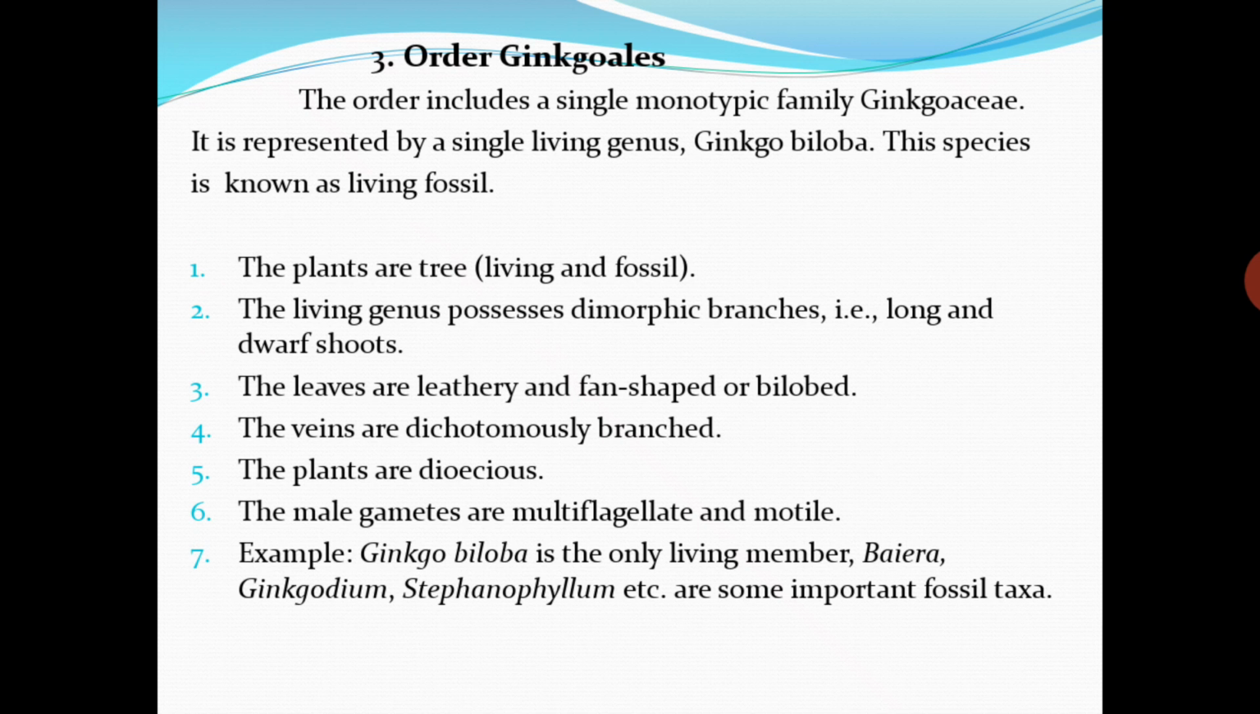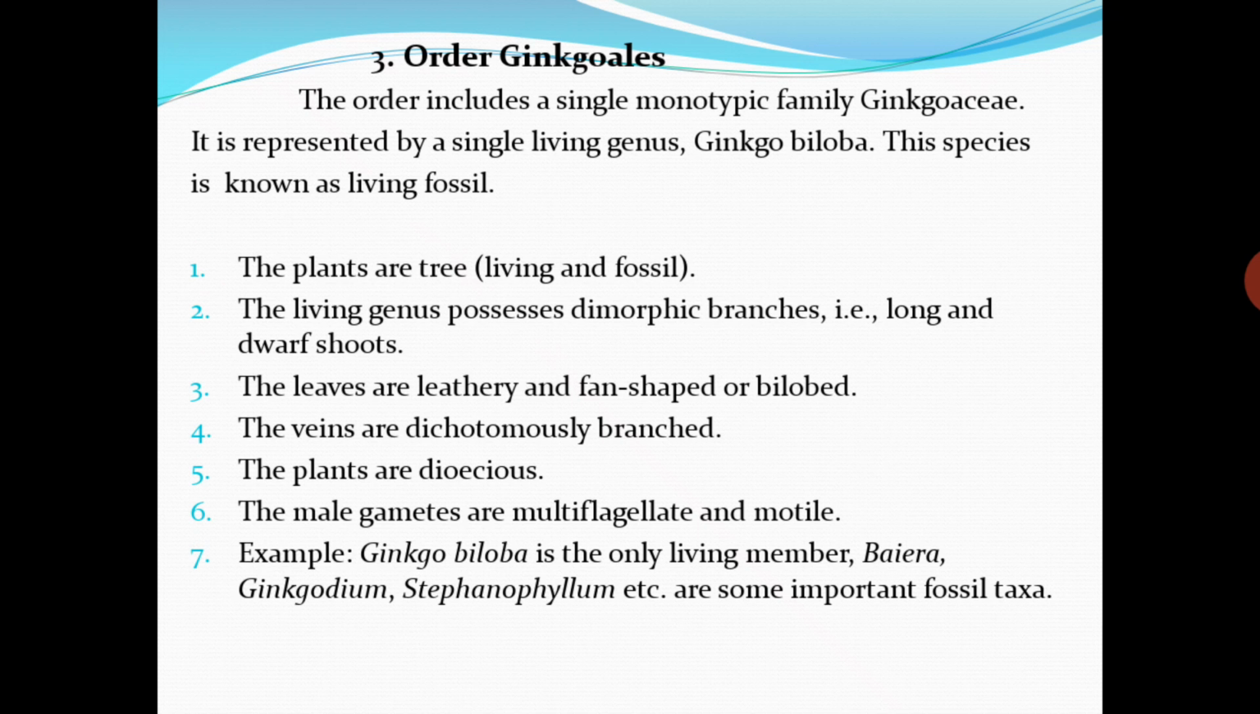The plants are trees. The living genus possesses dimorphic branches, with both long and dwarf shoots. The leaves are leathery, fan shaped and bilobed. The veins are dichotomously branched, that is, with two branches.